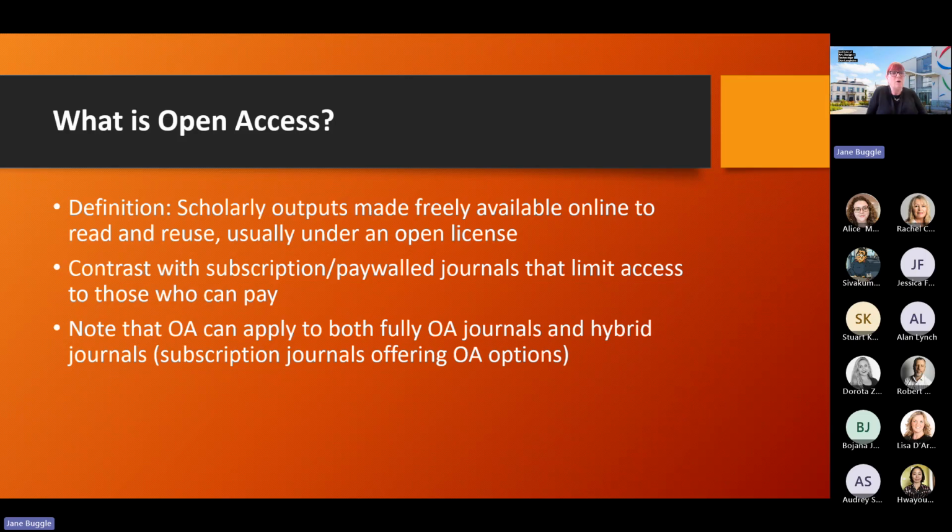So what is open access? Scholarly outputs made freely available online to read and reuse, usually under an open license. When we're talking about open licenses, we're talking about Creative Commons licenses, where the author retains copyright. I'll talk a little bit more about that later. This contrasts with subscription or paywall journals that limit access to those who can pay to read. And note that OA can apply to both fully OA journals and also to hybrid journals, that are subscription journals that are offering some OA options.